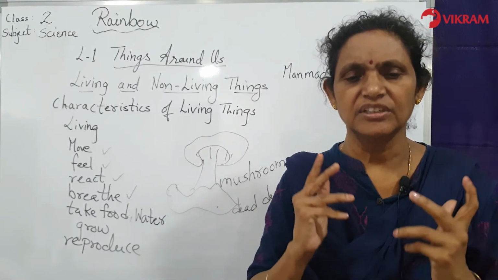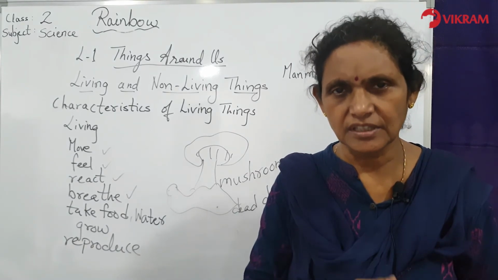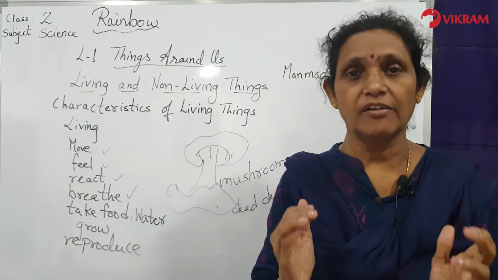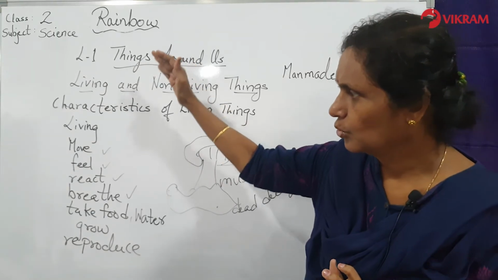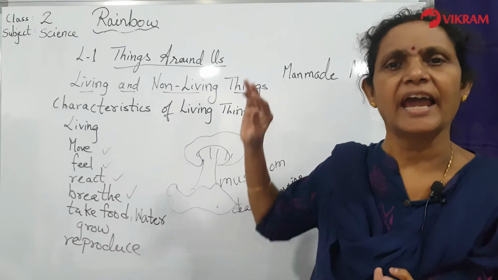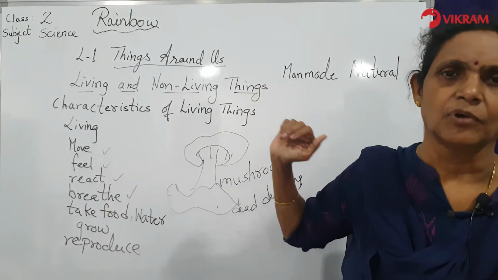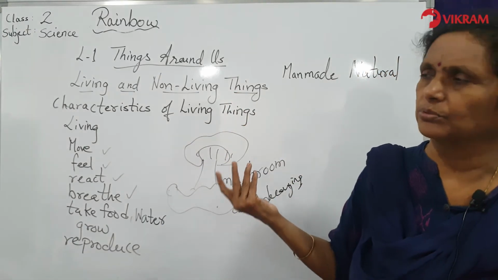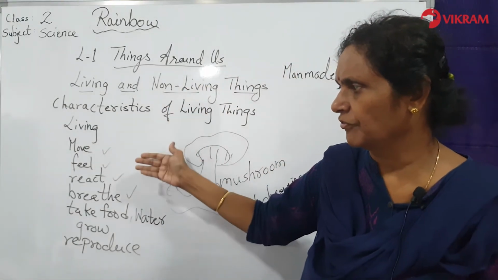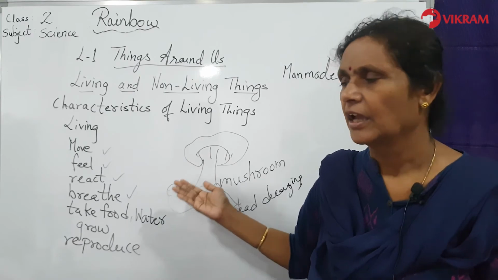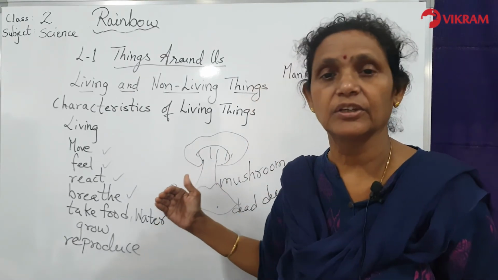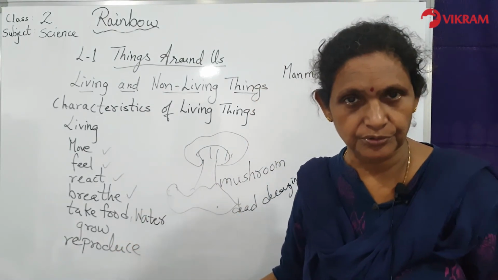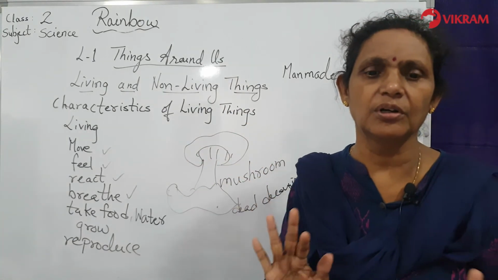All living things need air, water and sunlight to survive and grow. So you have understood this point also, and so many things about living and non-living things. Non-living things cannot do what living things do. Non-living things cannot move, they cannot feel, they cannot react, they cannot breathe, they cannot take food and water, they cannot grow, they cannot reproduce. So non-living things cannot do all these things.